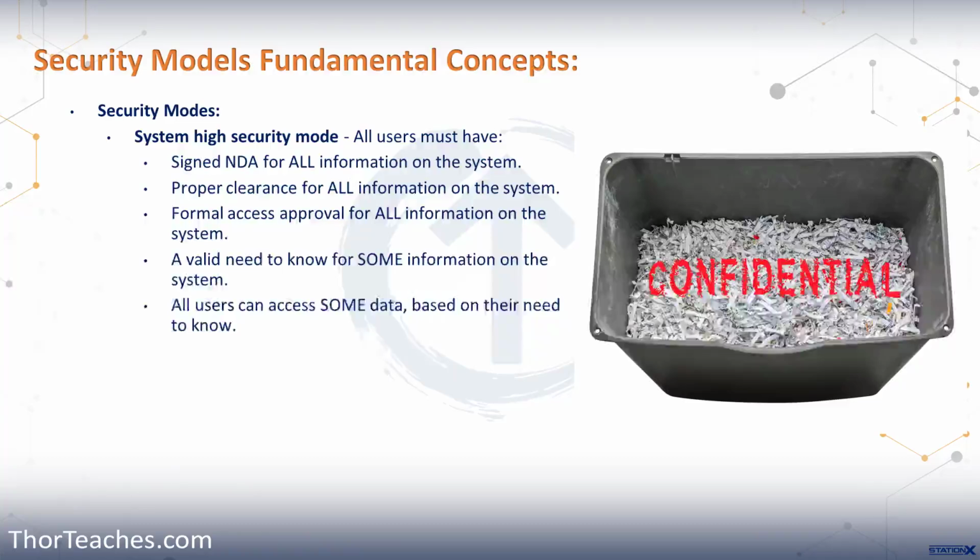Then we have system high security mode. Here again, all users must have the NDA for all information, proper clearance for all information, formal access approval for all information. The difference here is they have a valid need to know for some of the information, which means they can access the things where they have a need to know, nothing else. But they still have the NDA, the clearance, the formal access approval for all the things on the system.